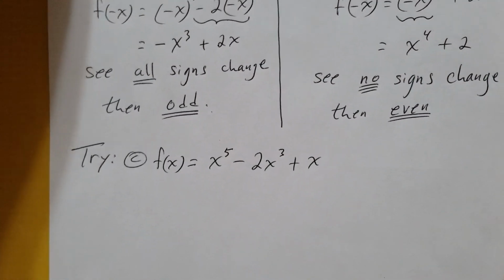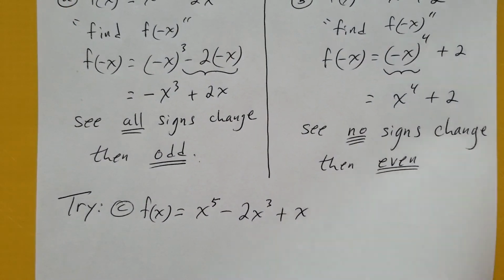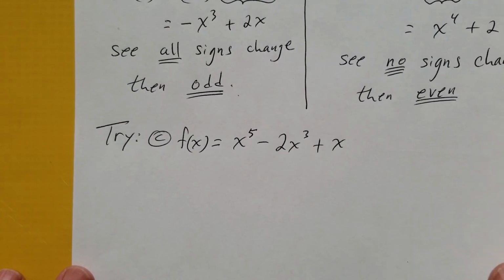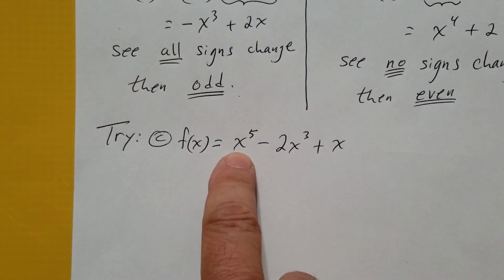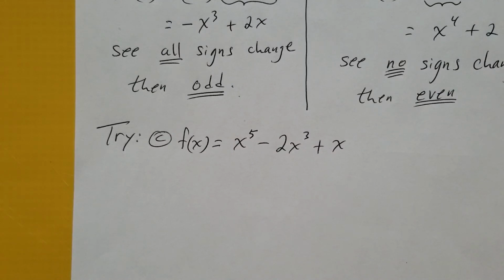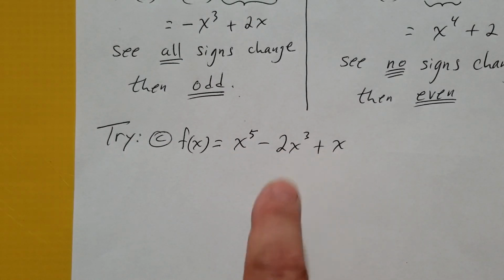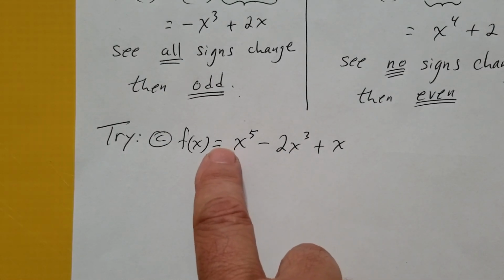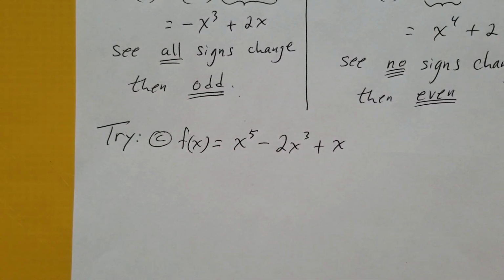So I got one try problem for you. The way we check to see if it's odd or even is to find f of negative x. In other words, put negative x here, here, and here, and simplify and see what you get. You're either going to get the same exact thing with no sign change, or all the signs are going to change, right? This becomes negative, this becomes positive, this becomes negative. Let's see what you get.